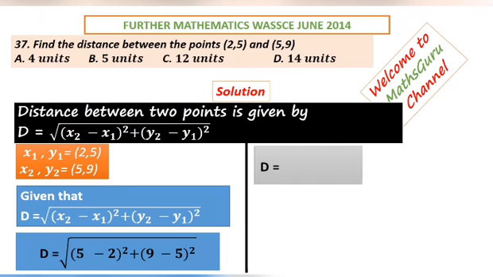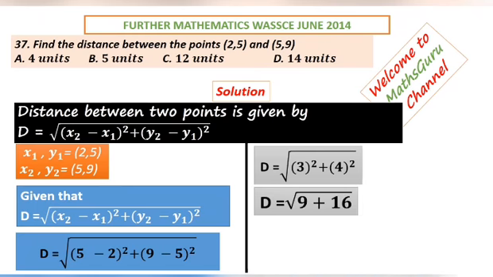So we are going to have d equal to the square root of 5 minus 2, which will give us 3. And that is why we have 3 squared there, plus 9 minus 5, which is equal to 4. That is why we have 4 at the other side of the expression here. So we are going to have d equal to the square root of 9 plus 16.